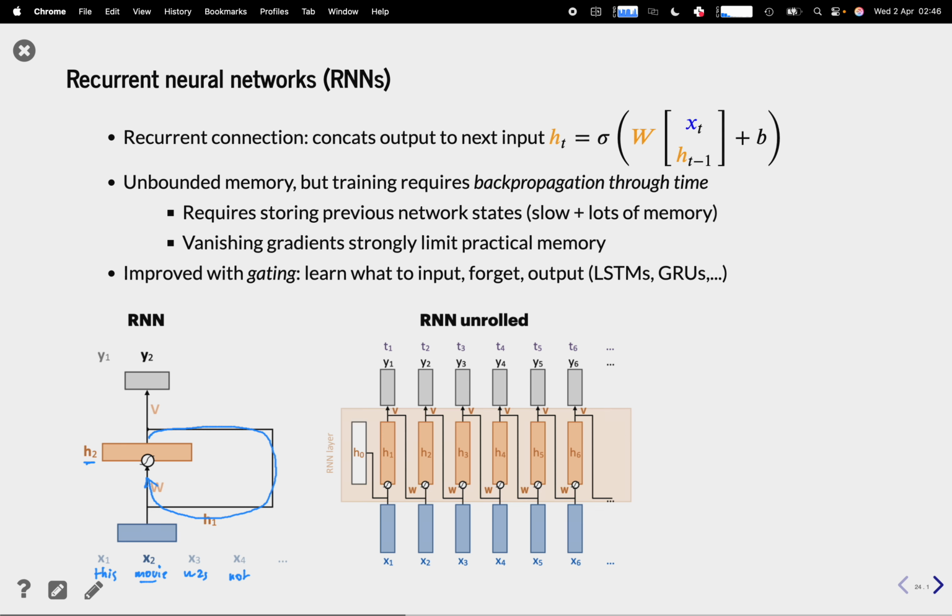So next time I'll have the word, so if this is the word movie, then previously we had the output for the word this. And we're going to actually put that back in, which means that my model now knows I have the word movie and the previous word was this or some output related to this, right? And you can imagine that this way this model can look infinitely far back as long as it's remembering that word as part of the output, so that the next time it gets the input, it gets this whole history of words back.